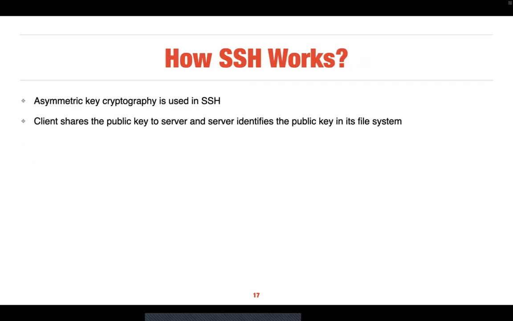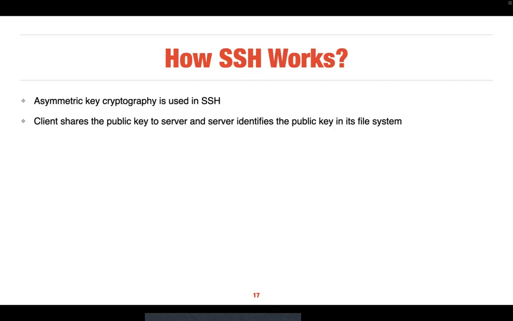If I want to connect my laptop with some server, for example my company's database, I want to connect with my company server. So I will share a public key, because my laptop has already been authenticated by my company. I will share that public key with my company server, and the server will check whether it is present in its file system or not.